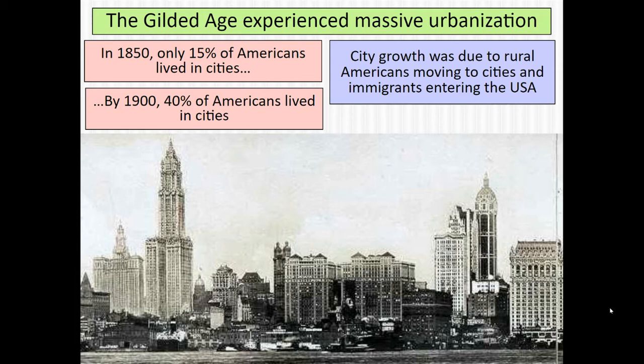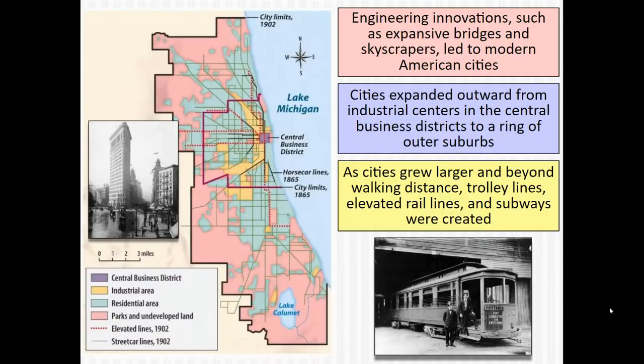what is considered an urban area. And part of this growth is due to the fact that there are people moving from farming areas, rural areas into the cities, but also that you have a massive wave of immigration and immigrants are entering into port cities like Boston and New York and not moving elsewhere.